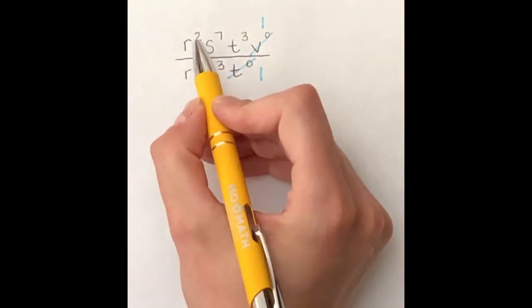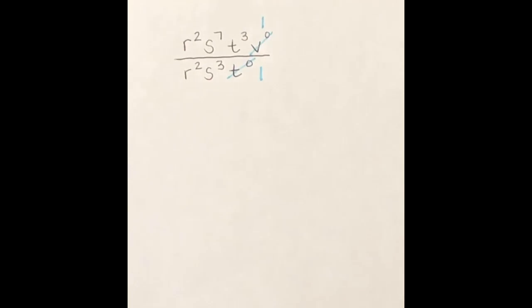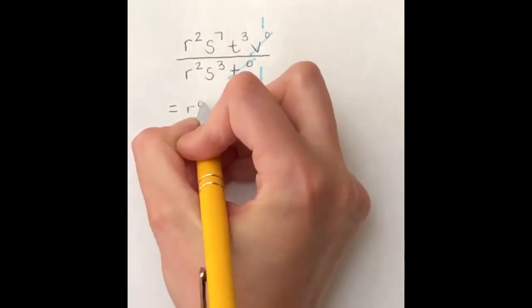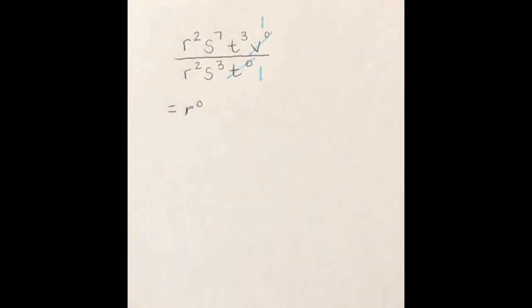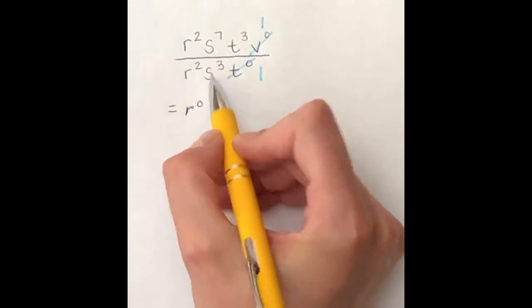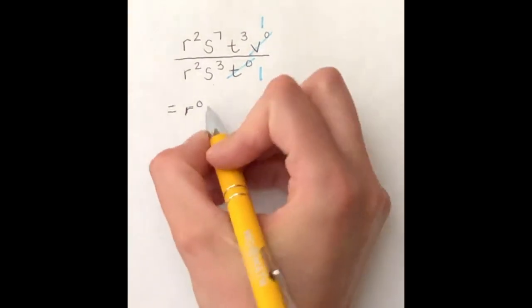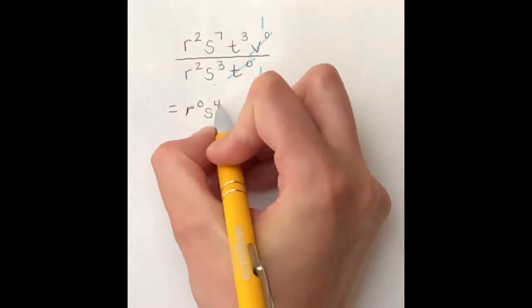So now I'm going to apply the quotient property. We know when we divide things that have the same base, we can subtract the exponents. So r squared divided by r squared, well, that's really 2 minus 2 now. So we get r to the 0 power. We'll come back to that after. Next, we're going to work with the s. S to the 7th divided by s cubed. We're going to subtract the exponents since the bases are the same. So that would be s to the 4th power.